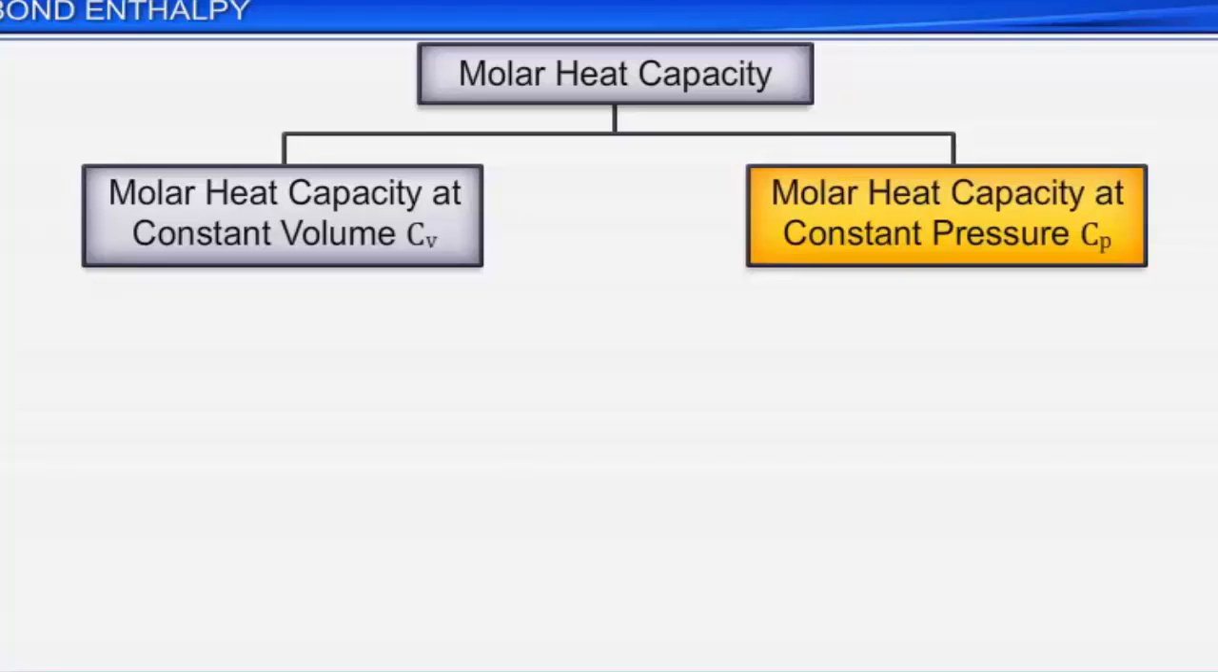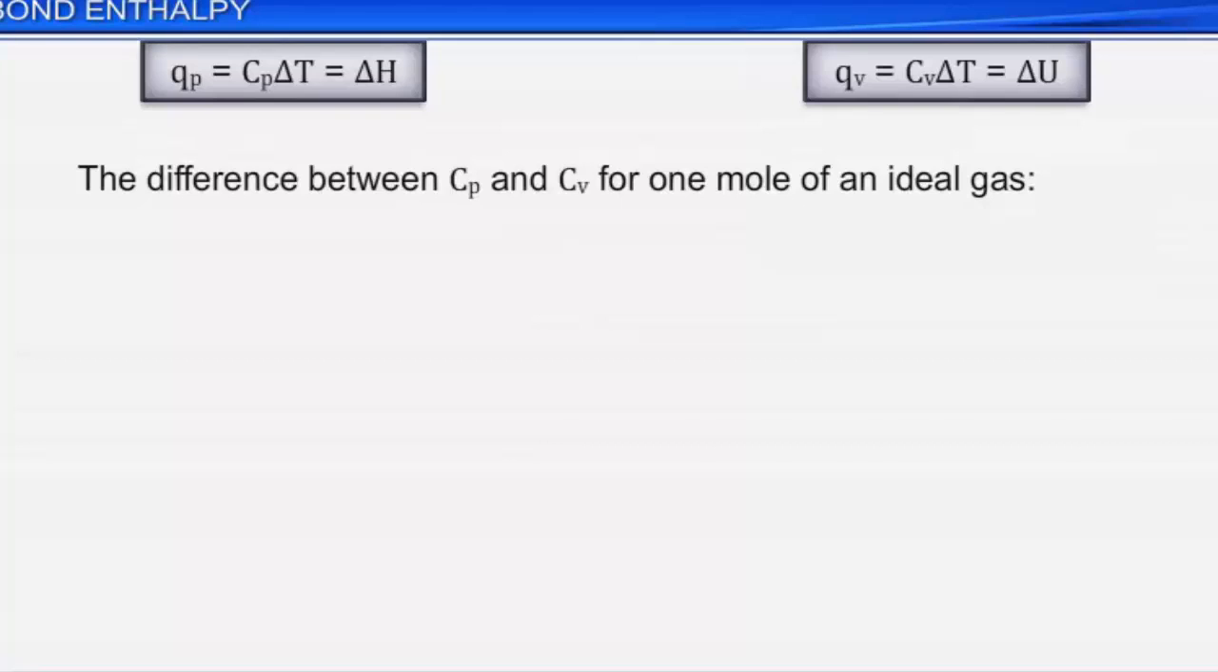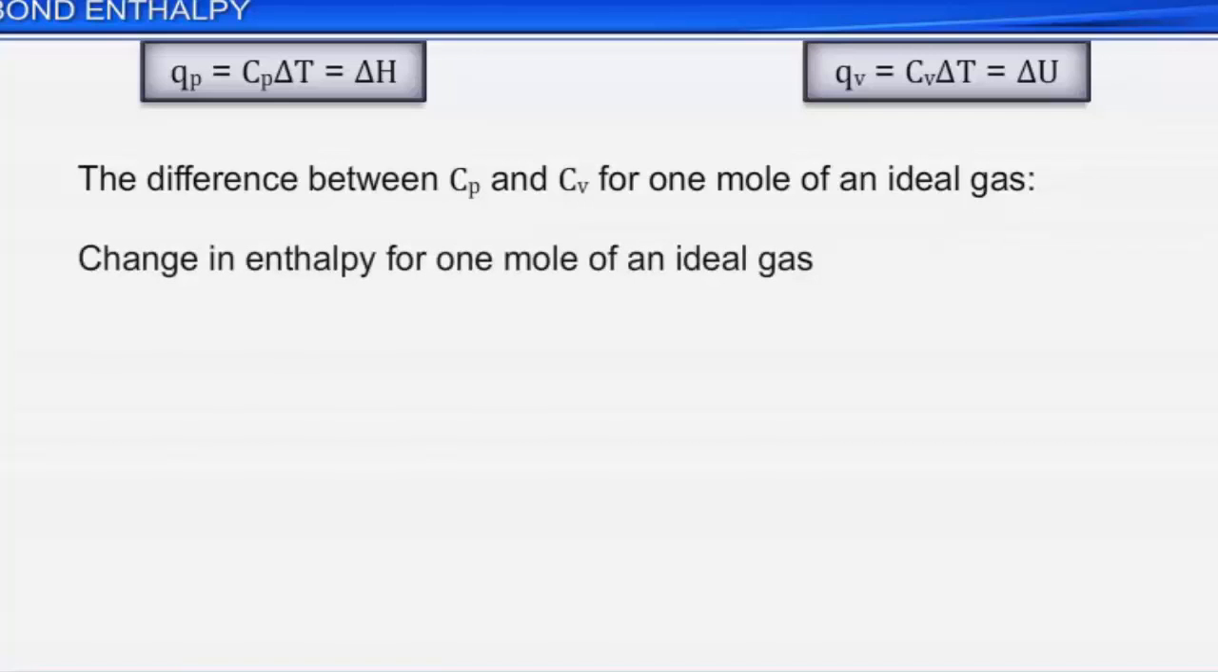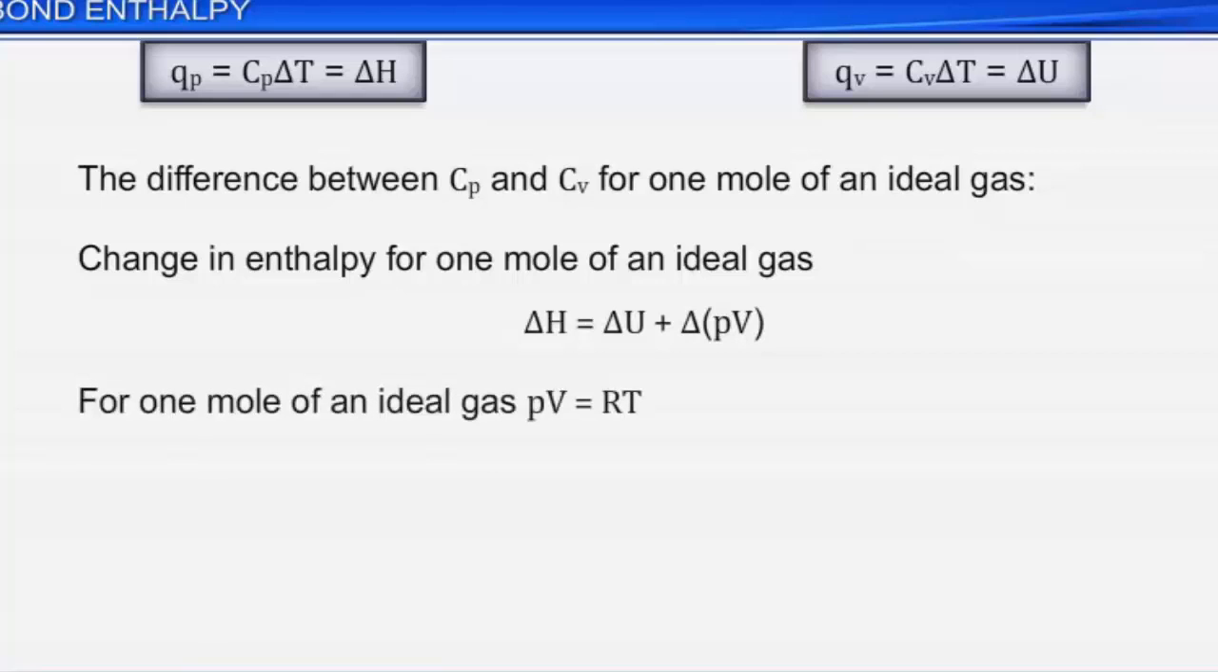The difference between Cp and Cv for 1 mole of an ideal gas can be derived as follows. The change in enthalpy for 1 mole of an ideal gas can be written as delta H equals delta U plus delta PV. For 1 mole of an ideal gas, PV is equal to RT. Hence, the equation can be written as delta H equals delta U plus delta RT. As R is constant, the equation can also be written as delta H equal to delta U plus R delta T.